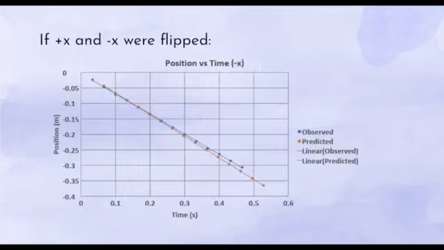This graph shows what it would look like if x and y were flipped. The graph would simply flip to the opposite direction. What does it mean? When F net equals 0, predicted values and observed values are very similar. It's difficult but not impossible to say how many forces are added together to get a 0 net force.